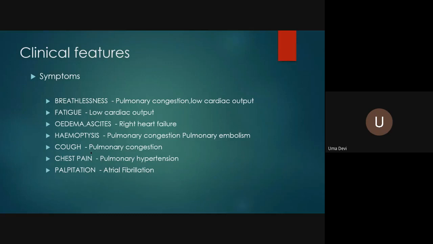Then because of right heart failure, we will have features of dependent edema, pitting pedal edema with ascites, congestive hepatomegaly, and raised JVP. All these will be there. Now, hemoptysis. There are a lot of causes of hemoptysis in mitral stenosis. One is pulmonary congestion, two is pulmonary hypertension, then thromboembolism, and rupture of bronchopulmonary vessels in the initial stage of mitral stenosis.